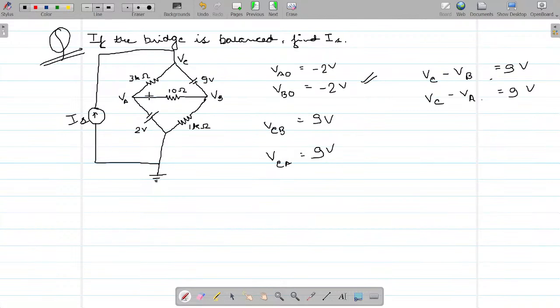Also look closely. Because the bridge is balanced, there will be no current in this branch. So there will be two branches of current, one through this and one through this, which will eventually converge here. The source IS will be supplying two branches. When I am given the potential between these two points and the resistance, can I calculate the current in this branch?